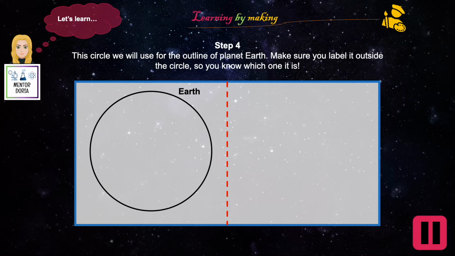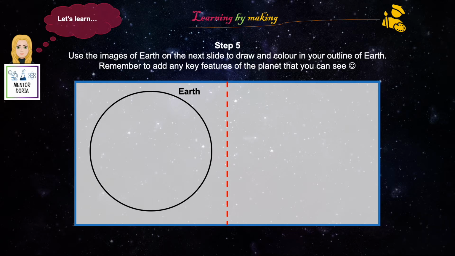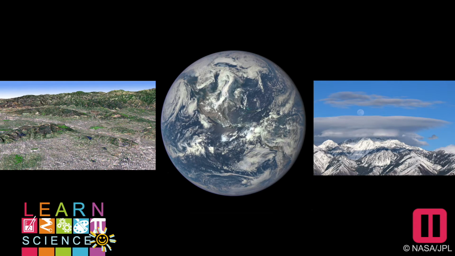Make sure you label it outside of the circle by writing the name Earth next to your outline so you know which planet this is. Just like for the other planets, use the images of Earth on the next slide to colour in and add details onto your outline. Here we have 3 images of the planet Earth. Use these to colour in and add key details to your outline of Earth.